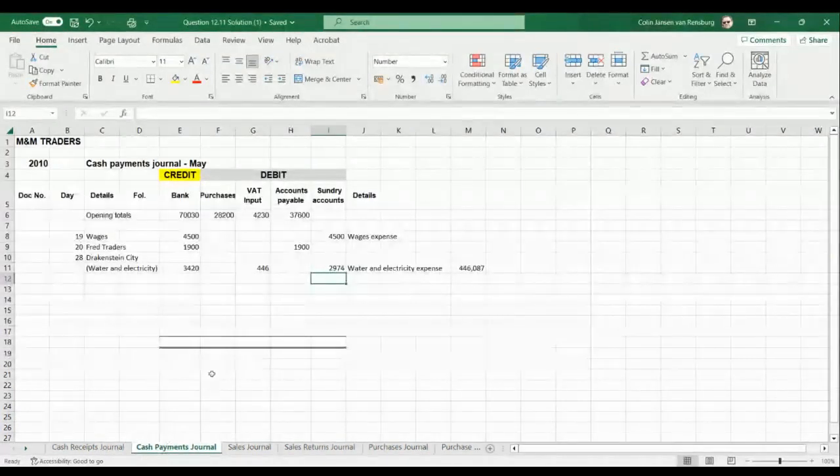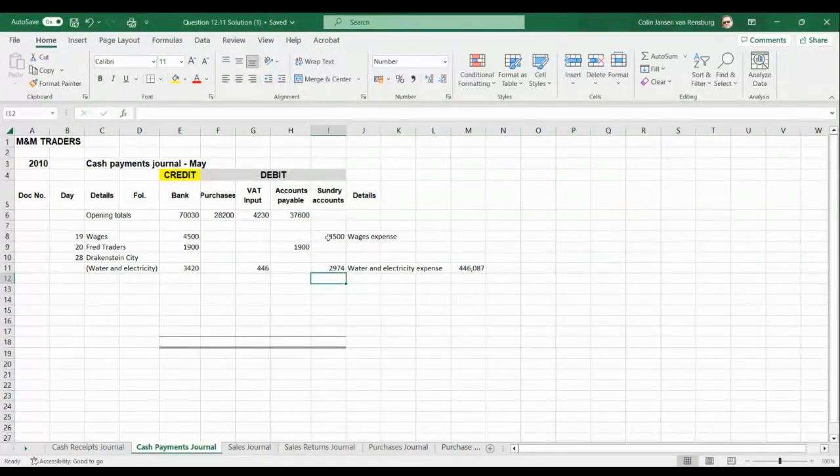There's our cash payments journal. So let's see, what have we paid? We've made 3 payments during the course of the last part of the month. We've paid the wages, where we credited our bank account and we debited our wages expense. So that did not affect our accounts payable whatsoever. Let's go to the last one, and then we'll return to the middle one.